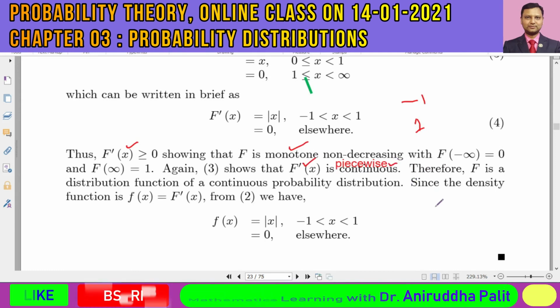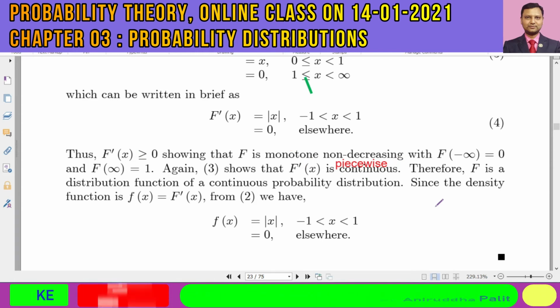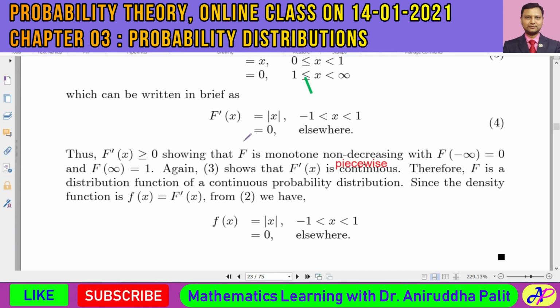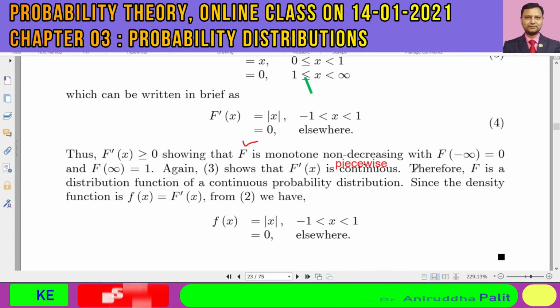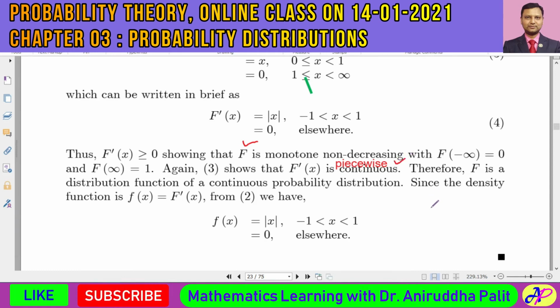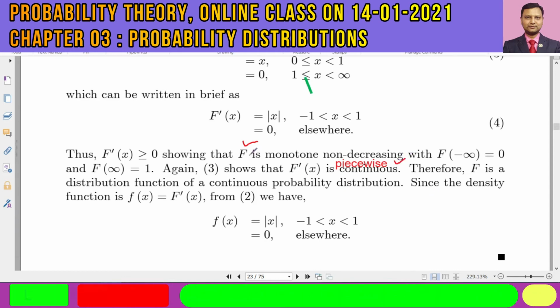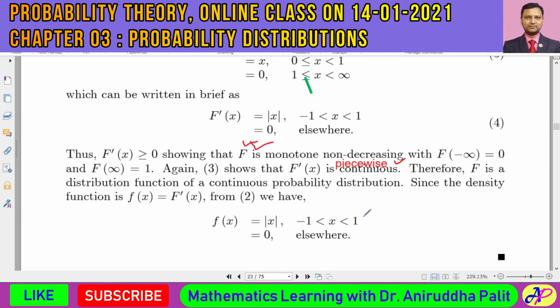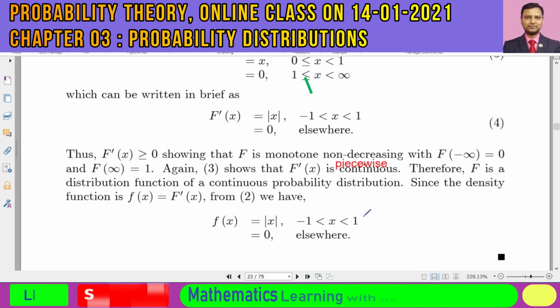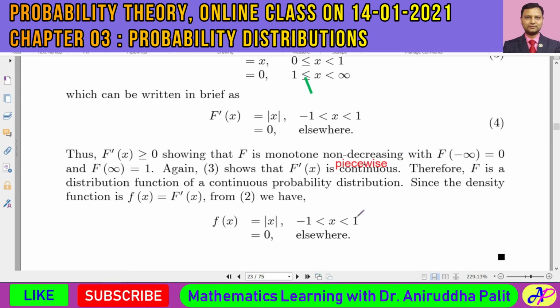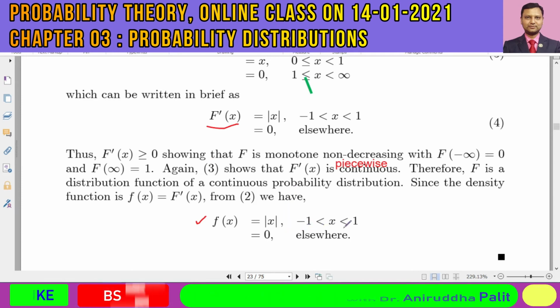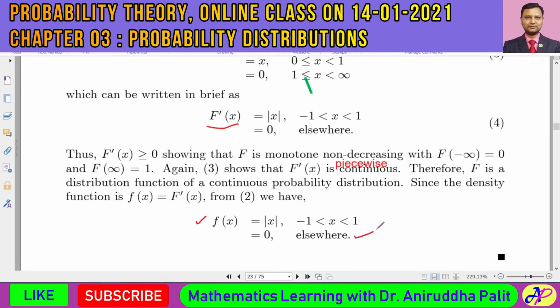There was a printing mistake as well. It should be piecewise continuous function. Alright, so in this fashion we can find that the function f is a distribution function and it is a continuous distribution function and its derivative is a piecewise continuous function. Therefore, we can say that this given function f represents the distribution function of a certain continuous distribution. And what is the density function of the distribution? Density function is f of x is equal to f dash x, that is equal to modulus of x when minus 1 is less than x less than 1, and that is equal to 0 else.